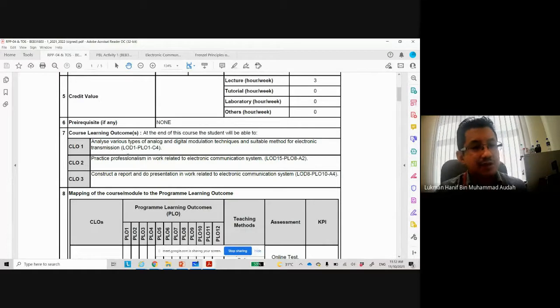Okay, saya teruskan. So kita ada CLO yang ketiga, learning outcome number 2, practice professionalism in work related to electronic communication systems, and then construct report and presentation in work related to electronic communication system. So you see that this subject is up to level 4. Okay, level 4 adalah level pertengahan.